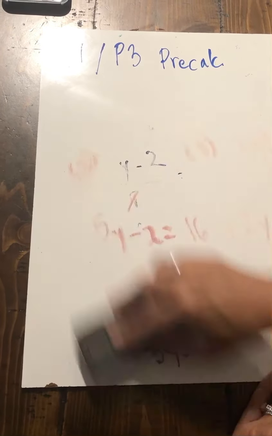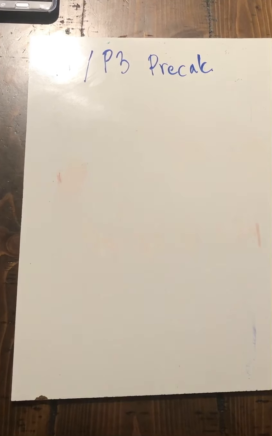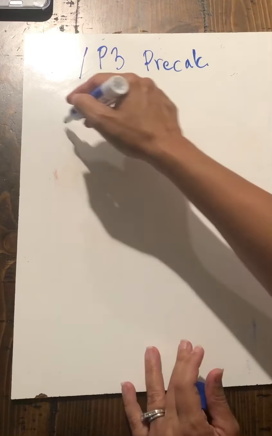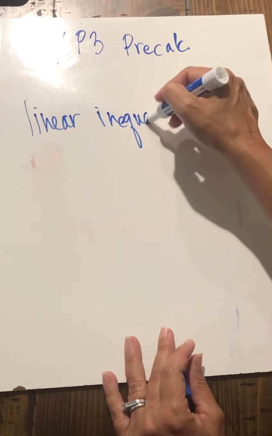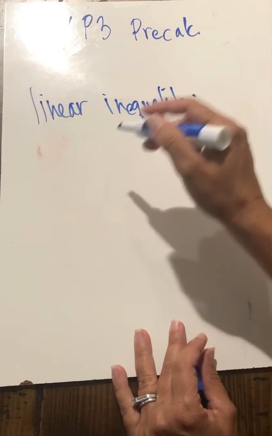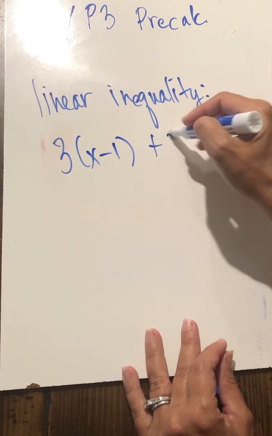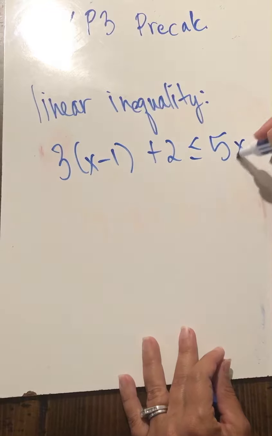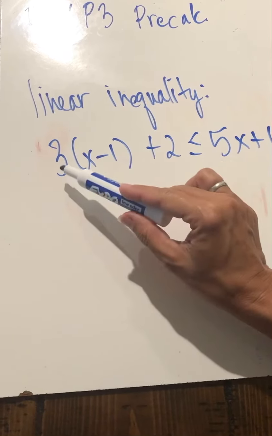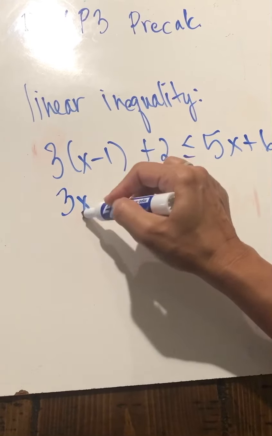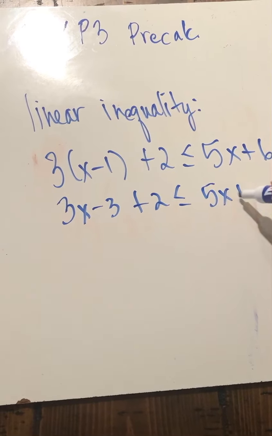Now let's go ahead and solve a linear inequality. So go ahead and write this one down. So we'll have a linear inequality. Write down 3 times x minus 1 plus 2 is less than or equal to 5x plus 6. You start off the same way as a linear equation. Go ahead and distribute the 3 to simplify. So 3x minus 3 plus 2 is less than or equal to 5x plus 6.